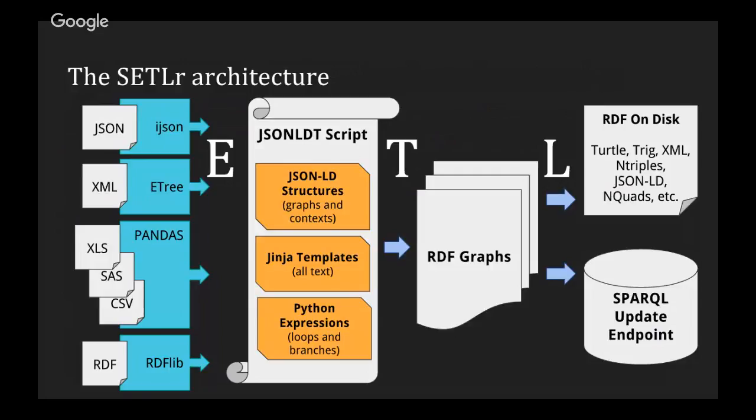So iJSON works a little differently from eTree, which works a little differently from Pandas. And then the script, the transform part, is where you also dictate how you want the columns to map to your graph-based structure.